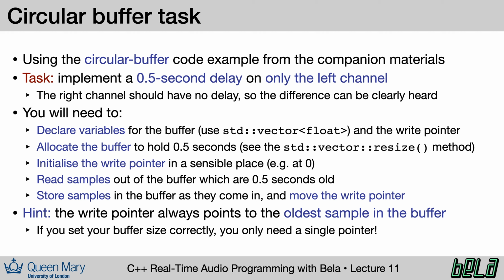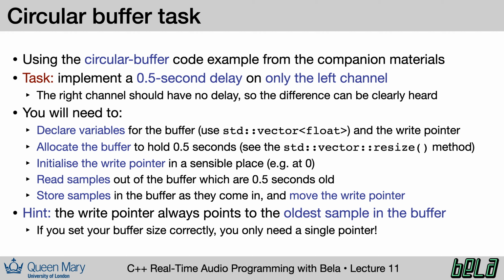You'll need to declare the variables for your circular buffer, and you'll need to allocate it to hold a half second of audio. See the resize method of the C++ vector object for more details. You'll need to initialize your right pointer to 0 or some other sensible place. Then, once you get inside of render, you'll need to also store samples in the buffer as they come in, overriding the oldest sample in the buffer. Once you've stored a sample, then as we saw, you need to move the right pointer and ensure that it wraps around when it reaches the end of the array.